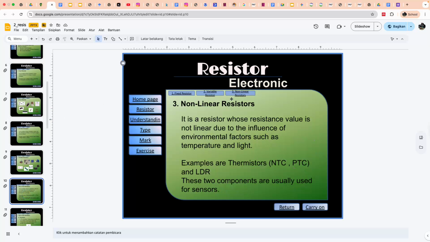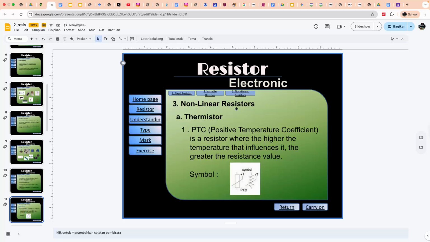And then the nonlinear resistor. It is a resistor whose resistance value is not linear due to the influence of environmental factors such as temperature and light. Examples are thermistor, NTC, PTC, and LDR. These two components are usually used for sensors. This is the thermistor PTC, positive temperature coefficient, a resistor where the higher the temperature that influences it, the greater the resistance value. This is the symbol.